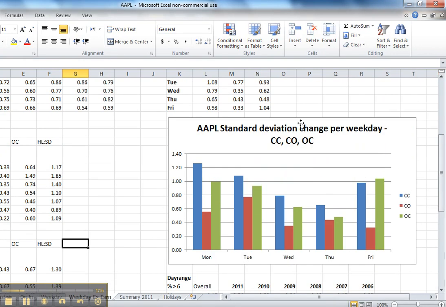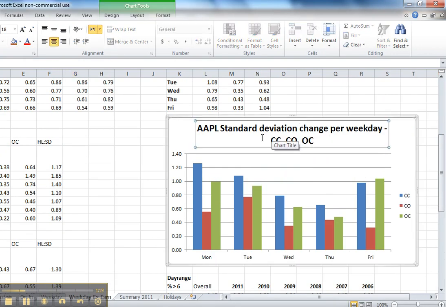Now, if you have a look at this graph over here, this is a graph of the average standard deviation price changes, which is divided into weekdays. And there are three different bars for each day. The blue is a close-to-close price change from the prior close to the current day's close. The red here is the close-to-open price change, the close from the prior night to the open on the same day. And the green is the intraday price change. It's a change from the open to the close of the same day.